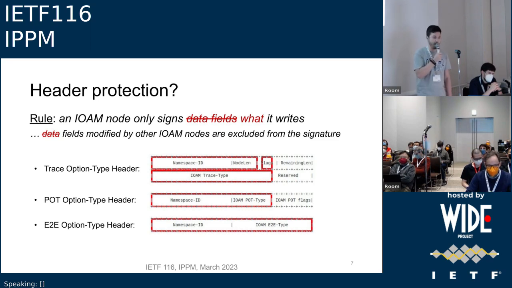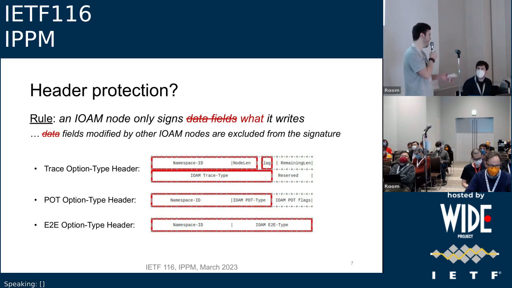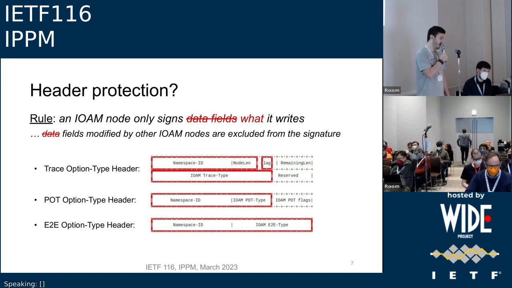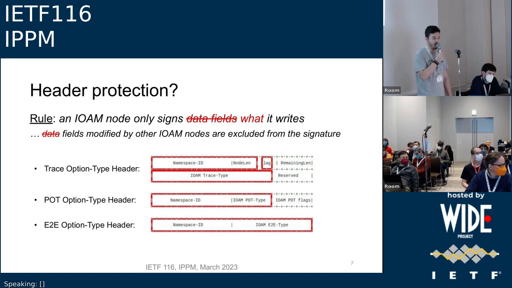So here for the trace option type, we would include the namespace ID, the node length. We could also include some flags. So the first one, bit 0, is the overflow flag, which doesn't make sense to include because it might be changed on the path. Bit 1 and 2 are for the active and loopback flags. And I think that it's important to have them signed because you don't want those flags to be changed on the path, right? And obviously the IOM trace type would be included as well. And for the proof of transit, we would have the namespace ID and proof option type, but not the flags because they are not defined yet. And the edge-to-edge, you would have all the header basically.